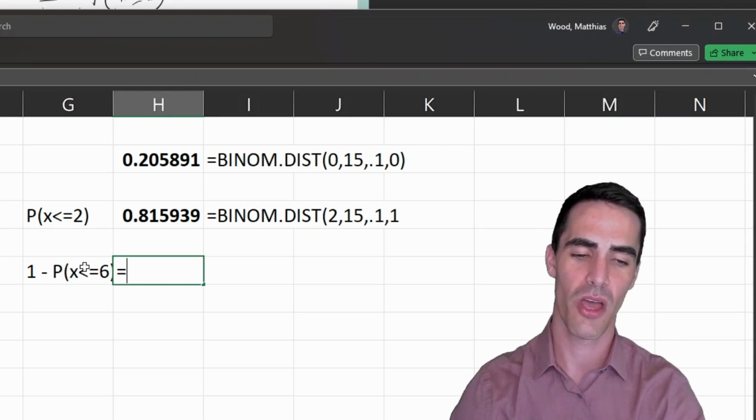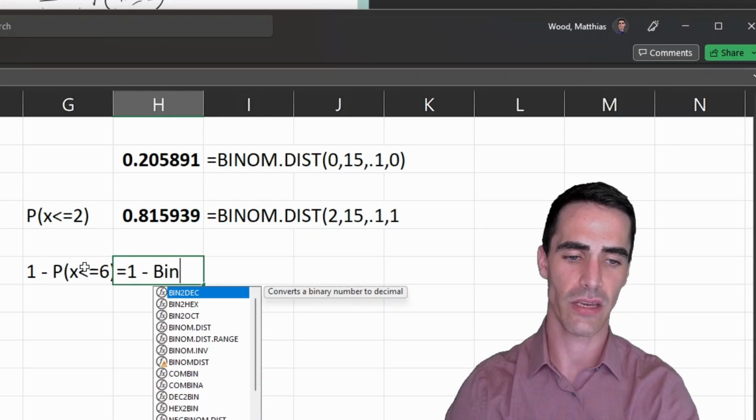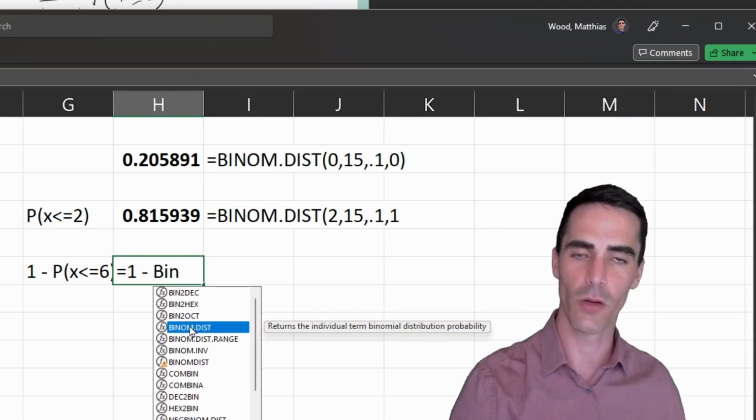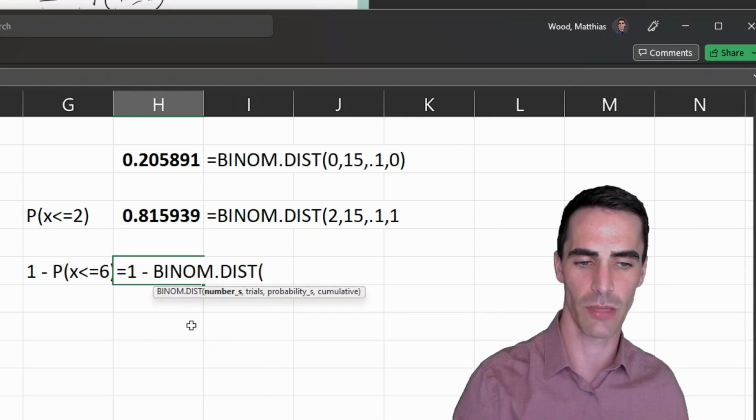I'll write equals 1 minus binom. I'll just type in bin. I can scroll down a little bit. There it is, binomial distribution. I can hit tab or you can double click.